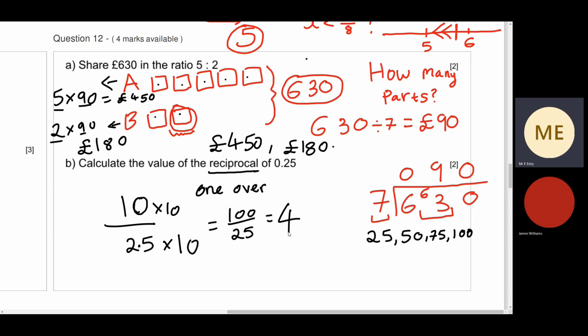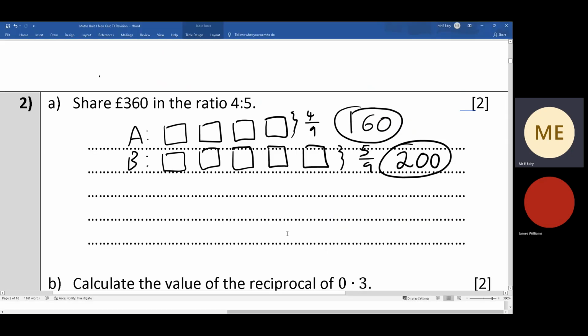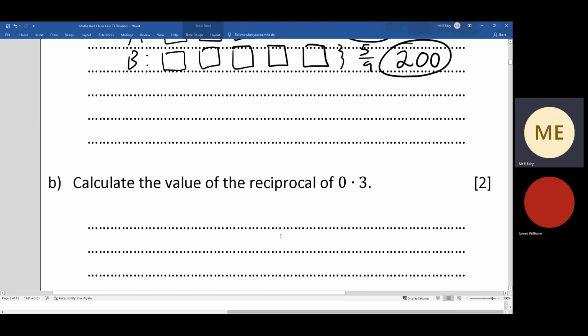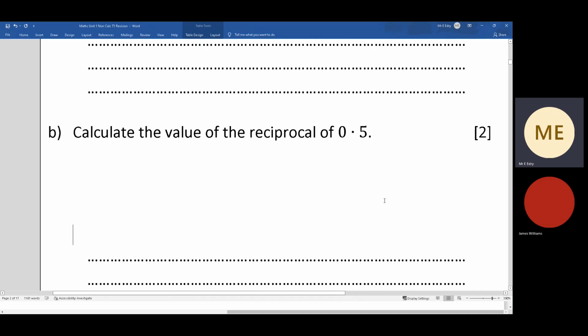So can I give you a similar one to that, James? Is that okay? Just remember, reciprocal, they don't really ask it much, but reciprocal means 1 over. So it's a bit of a strange question. So calculate the value of the reciprocal of 0.3. I don't like that. I'm going to change it to 0.5. There we go. Calculate the value of the reciprocal of 0.5. So have a go at this one. Try to simplify your answer if you can.